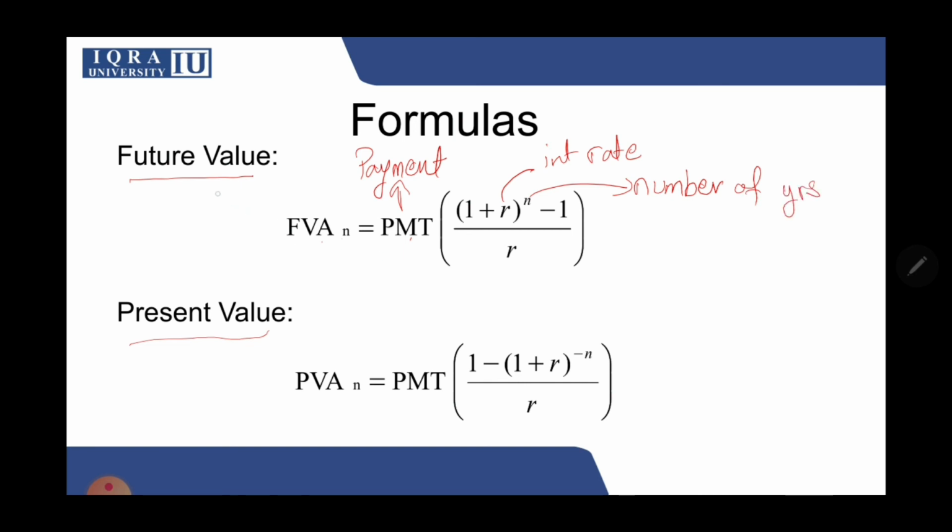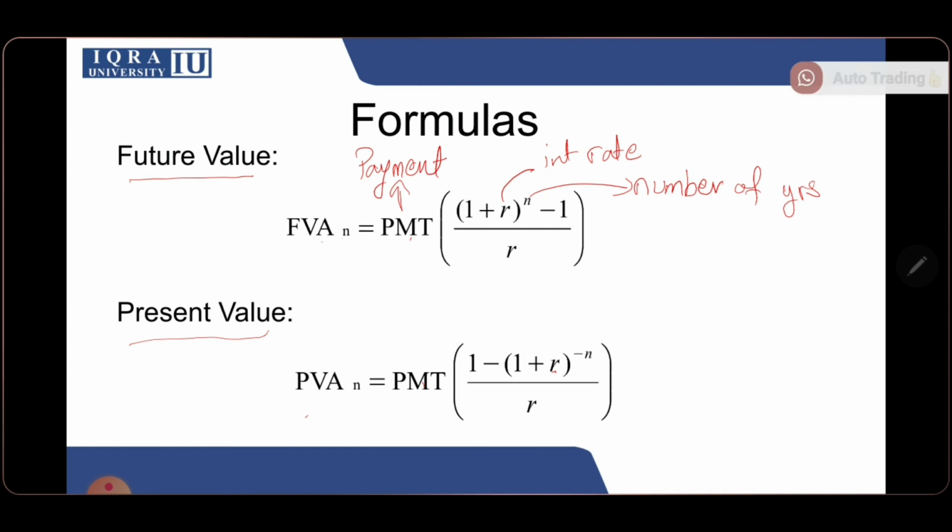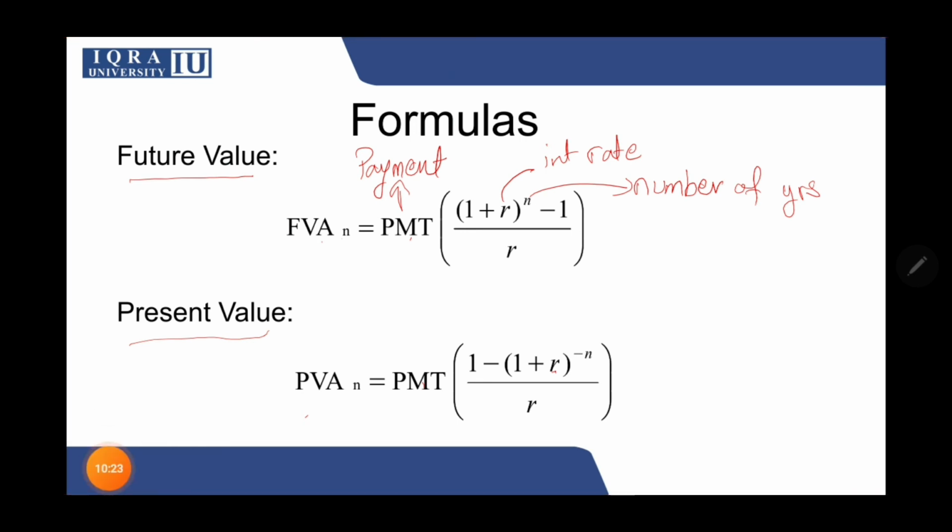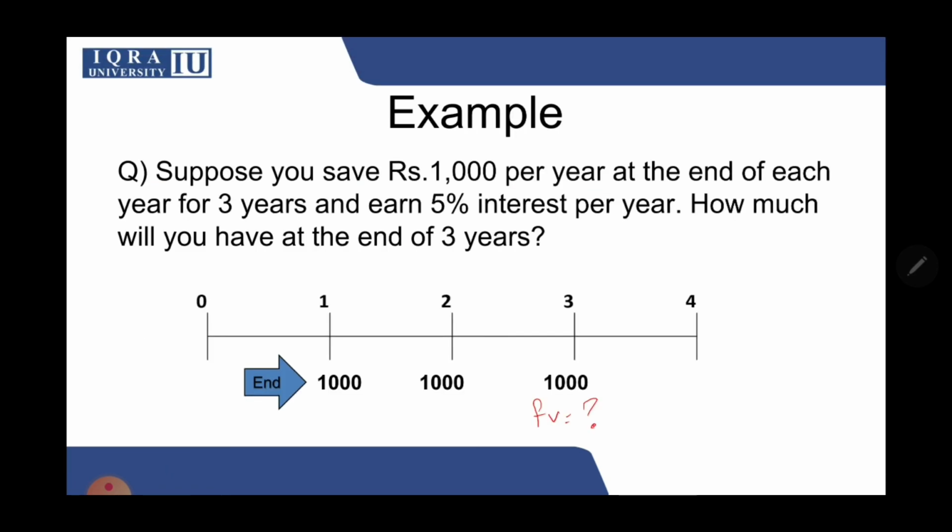This is your future value annuity formula, and below that you have the present value annuity formula. Over here also PMT means payment, R is still the interest rate, and you have a negative N over here, because you're doing discounting, so your N is in negative. So let's see how we can apply this formula in our previous example. In that we wanted to know the future value of the PMT. So let's go back.